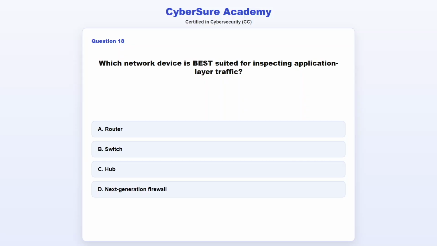Question 18. Which network device is best suited for inspecting application layer traffic? A. Router. B. Switch. C. Hub. D. Next generation firewall. The correct answer to question 18 is D.